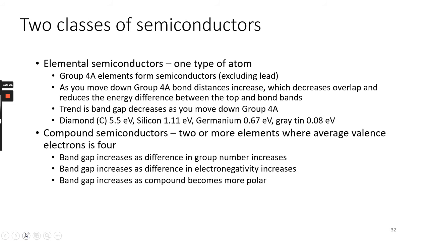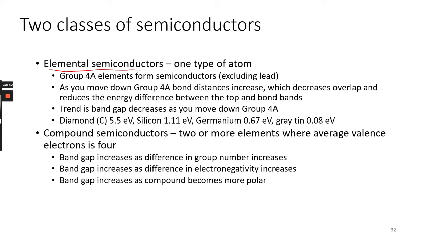There are 2 types of semiconductors. One is just pure element, called elemental semiconductors, which is 1 atom, and that is your group 4A elements. So that would be your Si, your germanium, your tin, and we're excluding lead. Lead does not form a semiconductor.